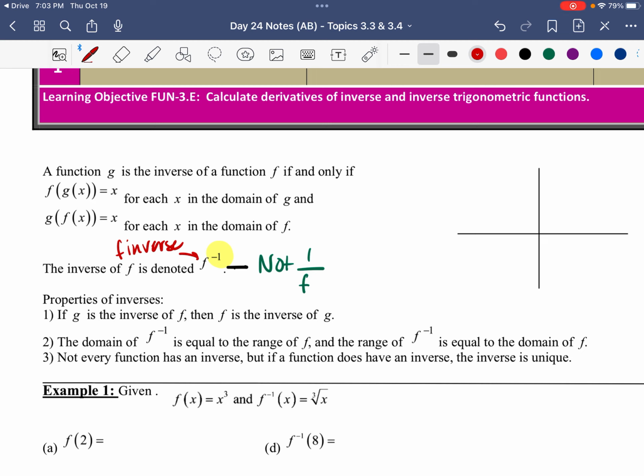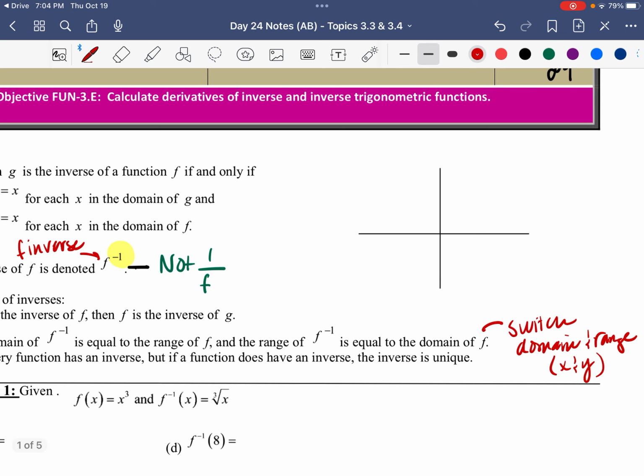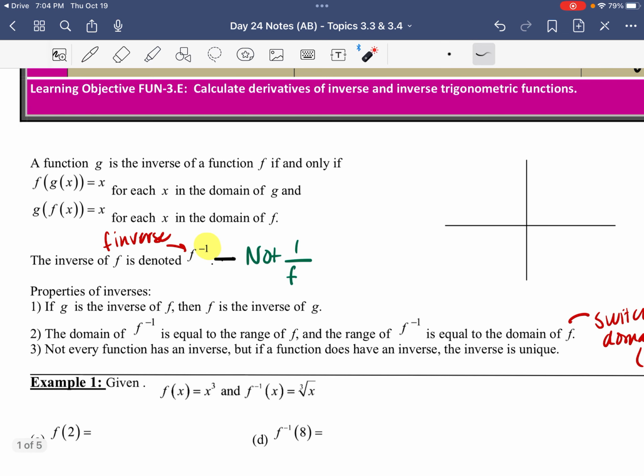Okay, so properties of inverses. If g is the inverse of f, then f is the inverse of g. The domain of f inverse is equal to the range of f, and the range of f inverse is equal to the domain of f. That basically means x and y switch places. That's one of the ways we find inverses, is that we switch domain and range, which basically means we switch x and y. And a third thing is that not every function has an inverse, but if a function does have an inverse, its inverse is unique.